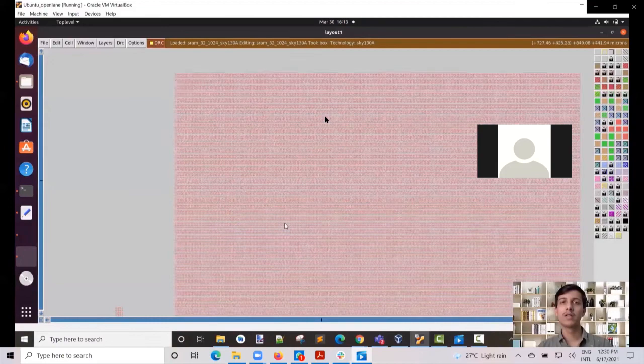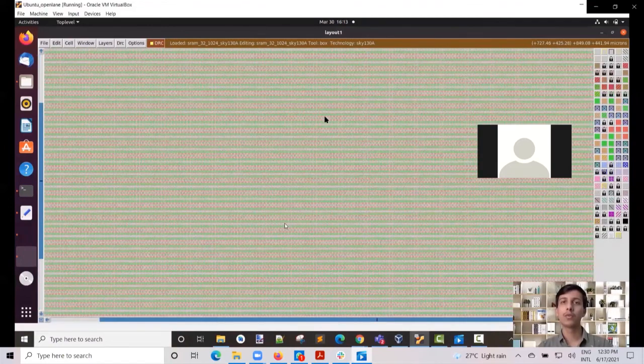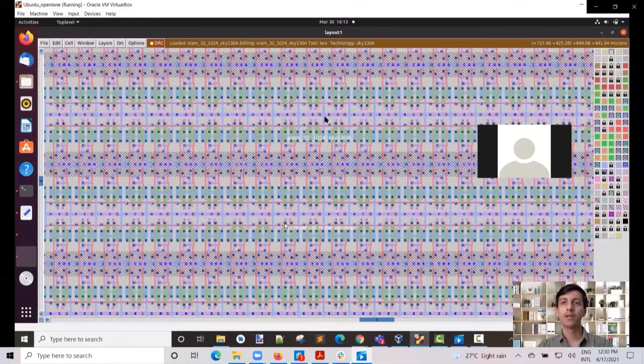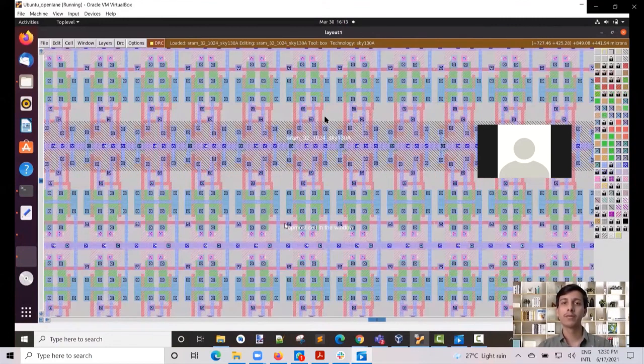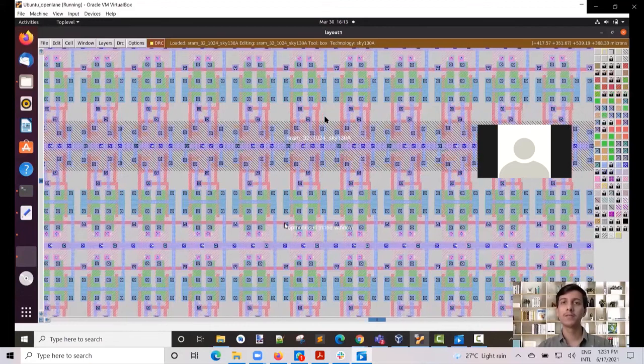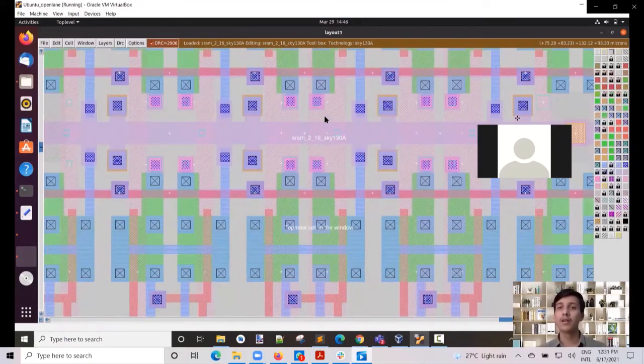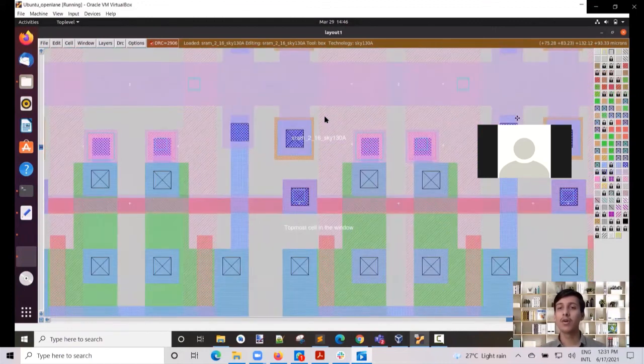We can see the 32 cross 1024 memory array. Let's zoom in. We can see the arrangement of the SRAM cells, the dummy and replica cells. If we zoom at the SRAM cell array, we can see that the DRC errors are now gone.